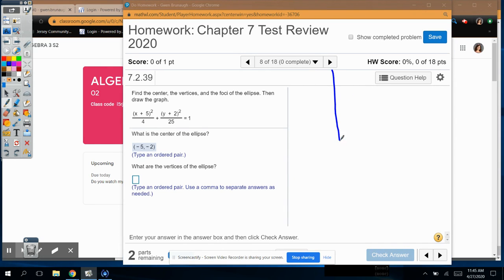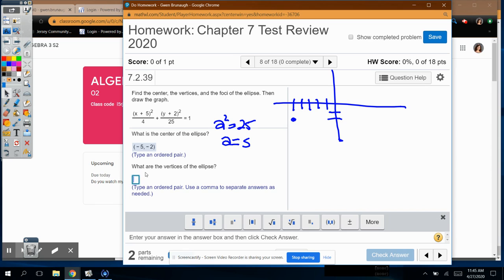Now this one is a little bit different than the last ones we did because this is in the y direction. A squared is 25 and A is 5, and that's in the y direction, up and down 5. So Stewie's head is going to go up and down 5. So I'm still going to be over to the left negative 5.